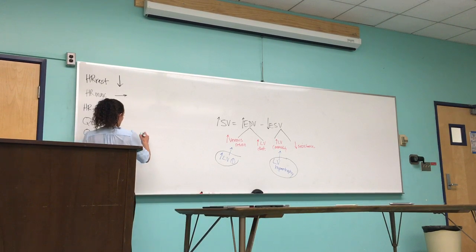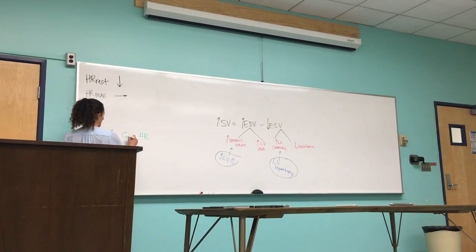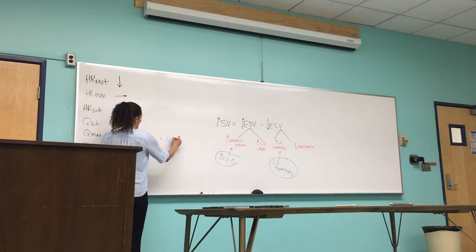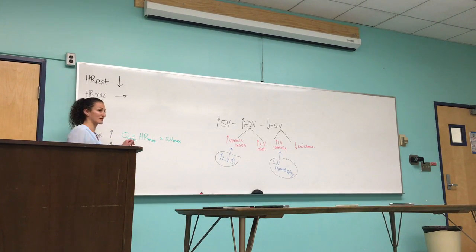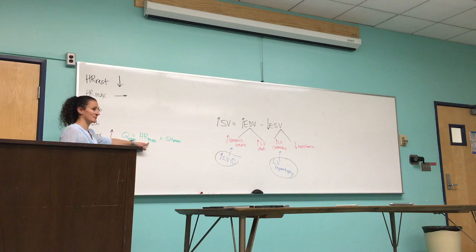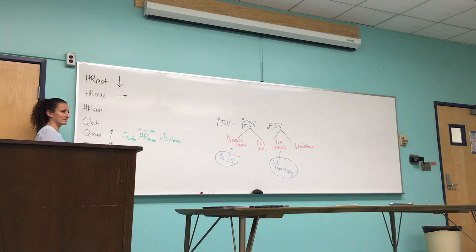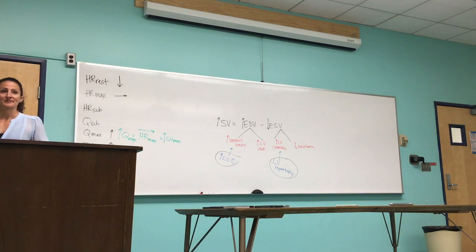Heart rate. Okay, so cardiac output max depends on heart rate max and stroke volume max. This is the best way to explain what's happening to cardiac output. What's happening to heart rate max with training? Nothing. What's happening to stroke volume max with training? Increasing. So what's happening to cardiac output max? It's increasing. Why? Because of increases in stroke volume.